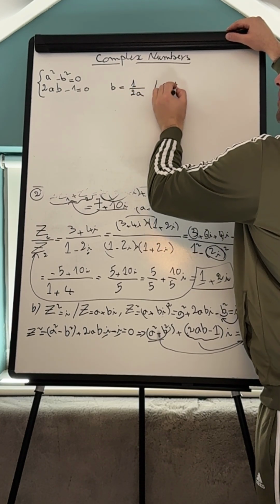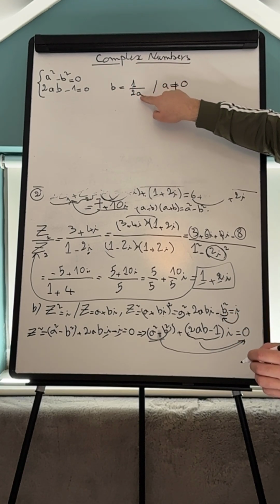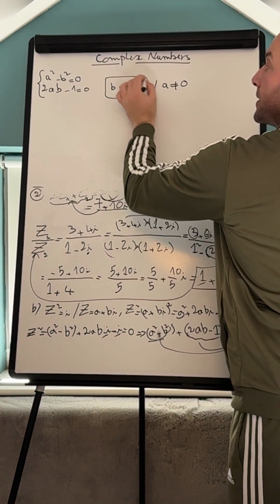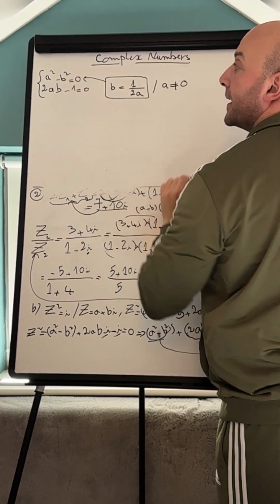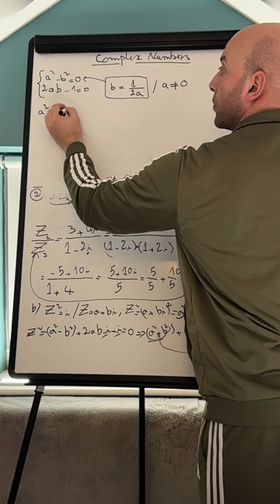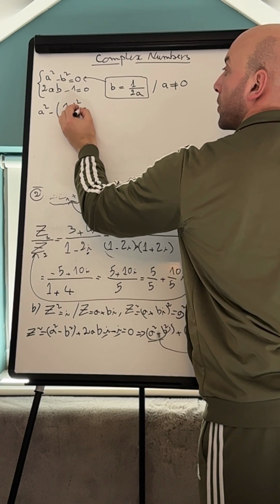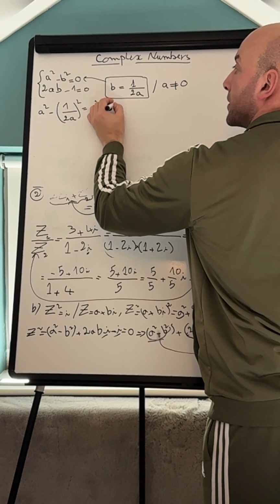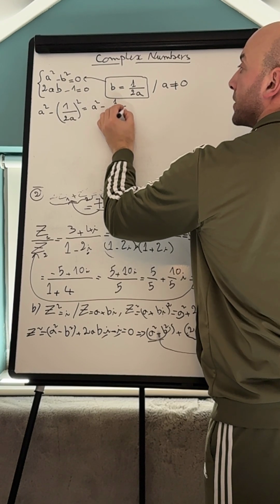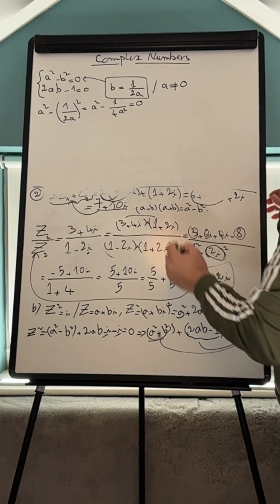A has to be completely defined and doesn't equal 0, because 1 divided by 0 is not defined. And then we've got b. This is what we found about b. We have to put it back into the first equation, which is going to be a squared minus (1 divided by 2a) all squared, equals a squared minus 1 divided by 4a squared equals 0, and a doesn't equal 0 here.